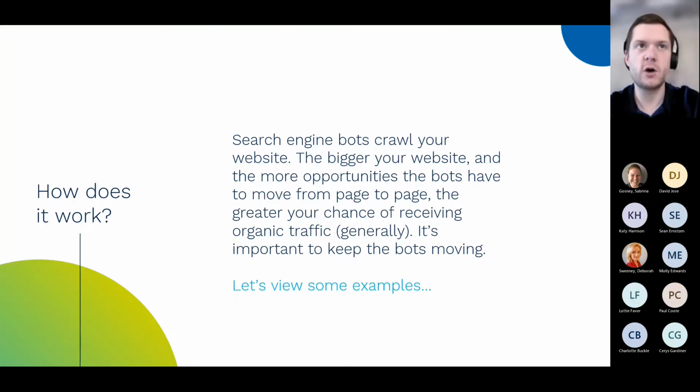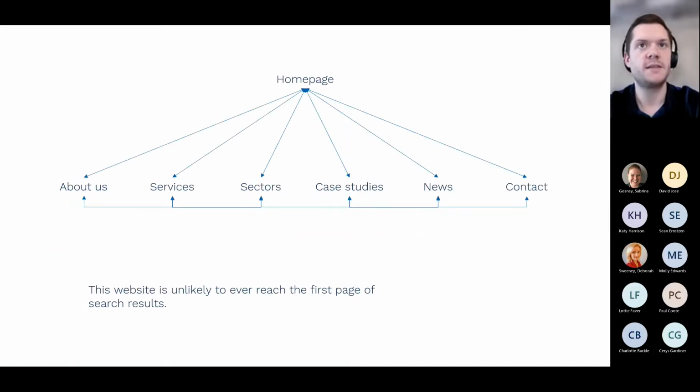So how does it work? Ultimately, search engine bots crawl your website. The bigger your website, the more room they have to move. Let me put that into an example. Think about this as a very, very basic 7-page website. You've got a home page, about, contact, etc. We're only having 7 pages. There's not a lot of room for a spider or a bot to move. So it's very unlikely you're ever going to reach the first page of a search result.